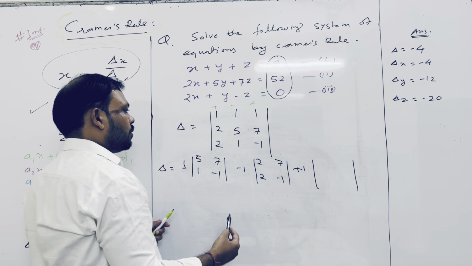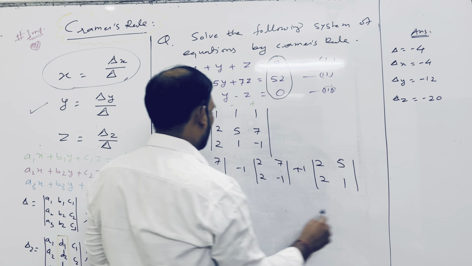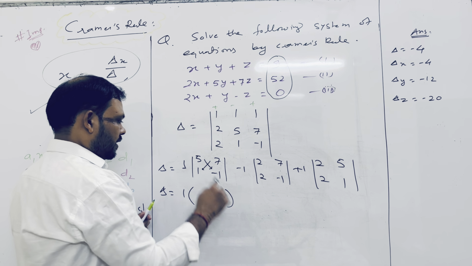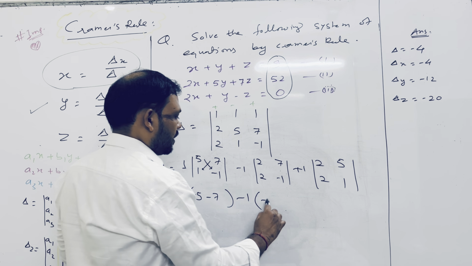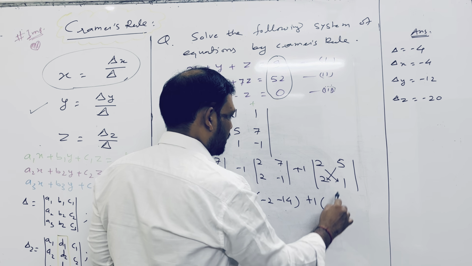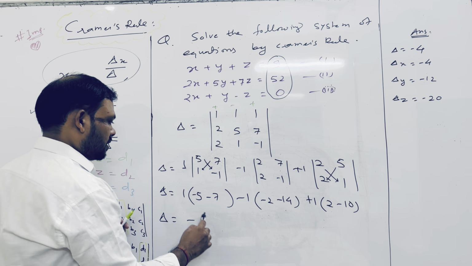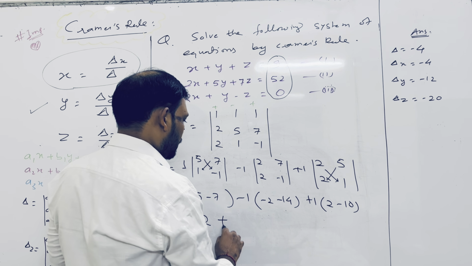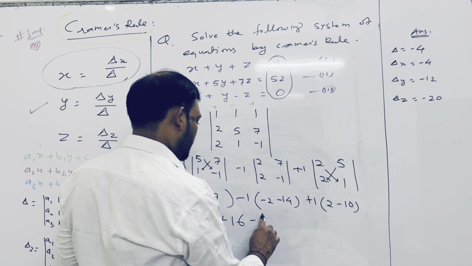So I am just showing you how to expand a 3 cross 3 determinant here. This will become 2, 5, then 2, 1. Now just do cross multiplication. You already know how to open the determinant, but it's just a quick revision. So now, 2 into 1 is 2 minus 10. What we are getting here, del is equal to, this is obviously minus 12, and this is positive 16, and here we are getting minus 8, correct.